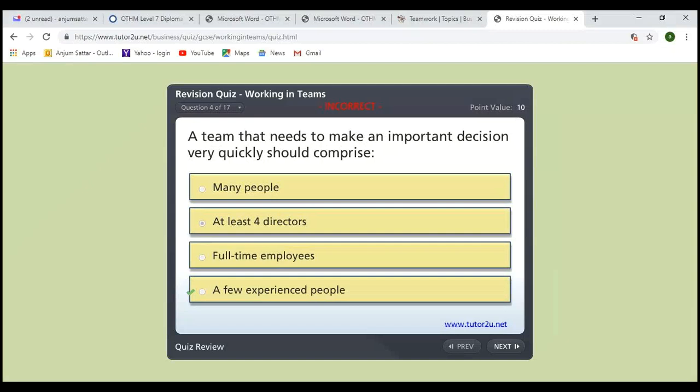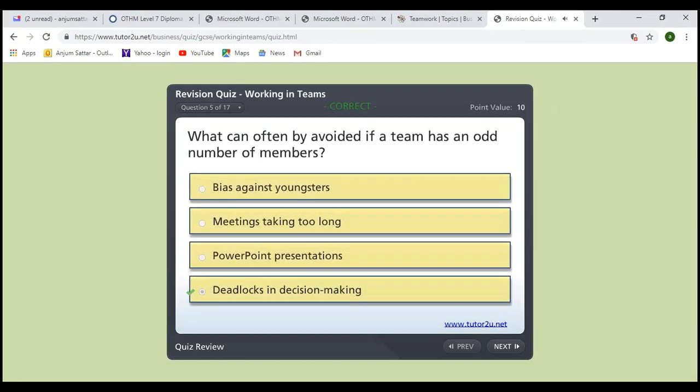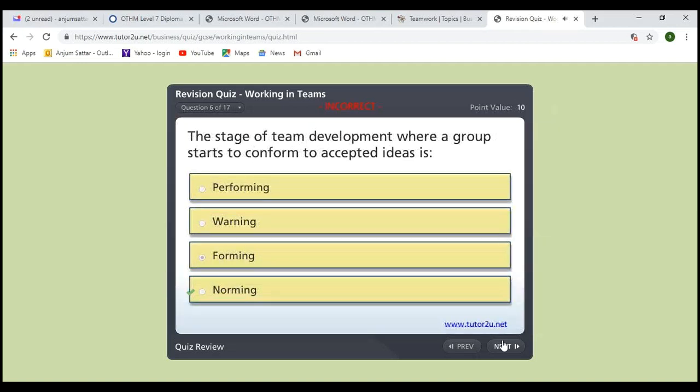If you explain people to me, D. Yes, because important is a few experienced people. Director, it's not a requirement at least for director. Director can be experienced people as well. Yes, of course. What can often be avoided if the team has an odd number of members? Yes, we discussed. Well done. That was norming.